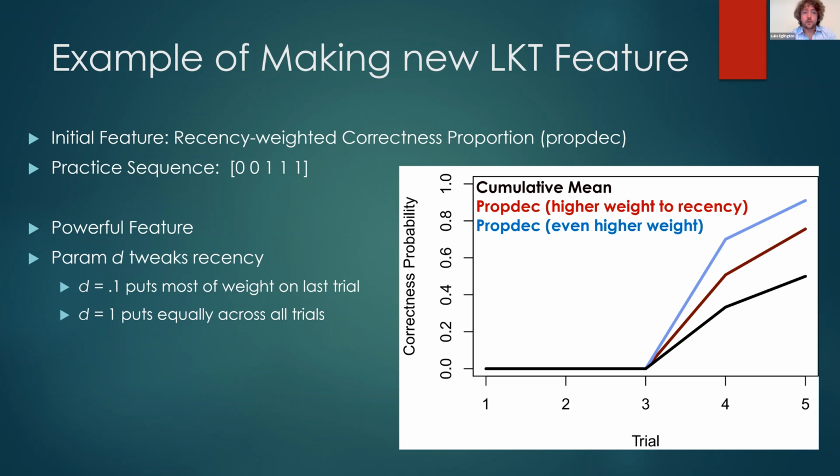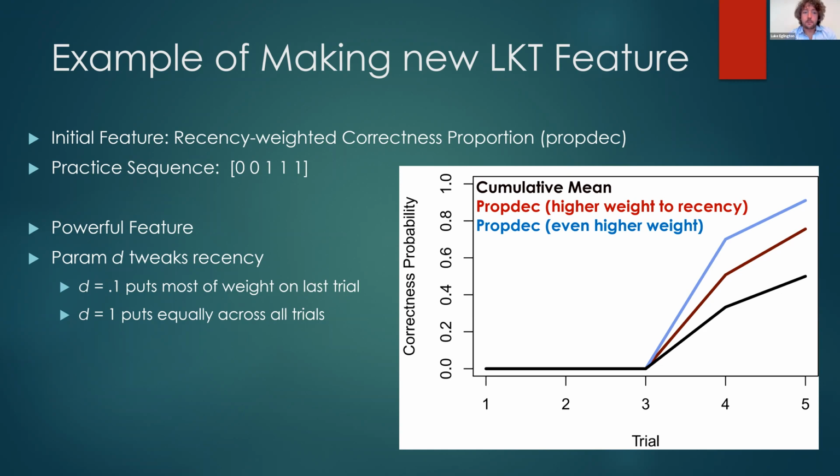Now with PropDec, you have a parameter for how heavily you weight the more recent attempts. You could have your average only be looking at the prior couple of trials. It's exponential, so it's not going to just weight the last couple of trials, but it's going to weight them more heavily. For example, the dark red line in the middle is a parameter D of 0.5 for PropDec as an input feature, and you can see it's going up more steeply.